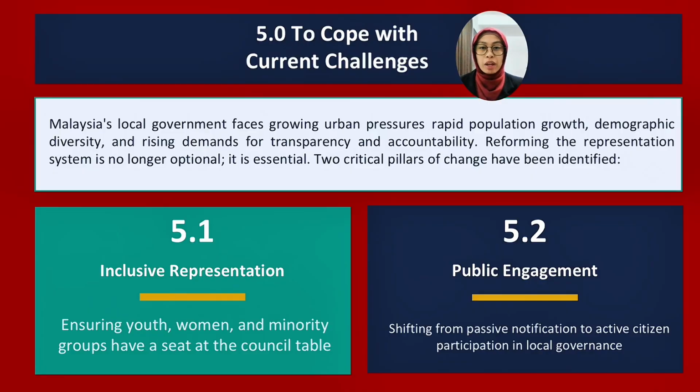My name is Sahara Umaira and I will be representing section 5.0, which focuses on the areas of improvement needed for the Malaysian local government representation system to cope with current challenges. As the nation continues to experience rapid urbanization, democratic changes, and increasing public expectation for transparency and accountability, it is important for local government to adapt and improve. In this section, I will discuss two key areas for improvement, namely inclusive representation and public engagement.